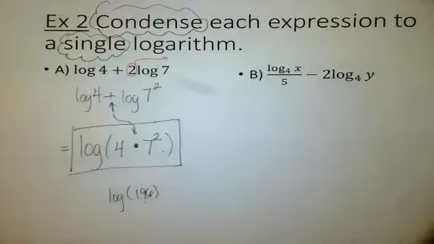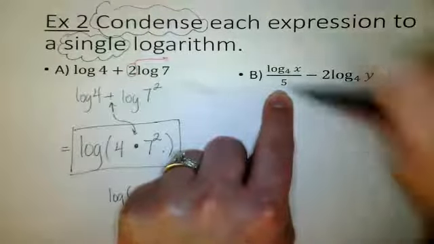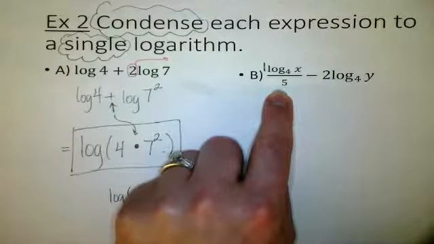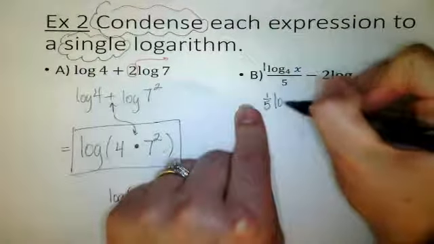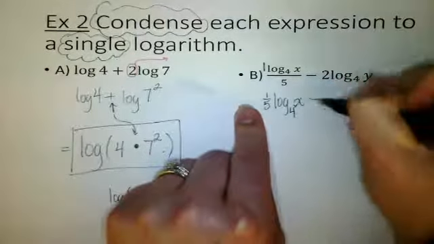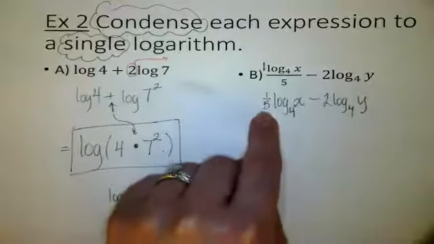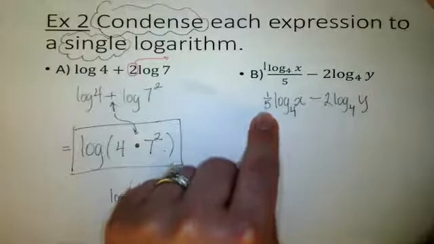Okay. Letter B. Log base 4 of x, all divided by 5, minus 2 log base 4 of y. So the first thing I want to talk about is this weird divide by 5. There's always a little 1 in front of any logarithm. And I'm going to rewrite this so that it just looks a little bit prettier. Instead of dividing by 5, it's really the same as 1/5 log base 4 of x minus 2 log base 4 of y. And by changing that, what does it turn into?